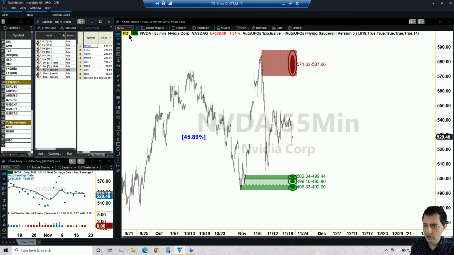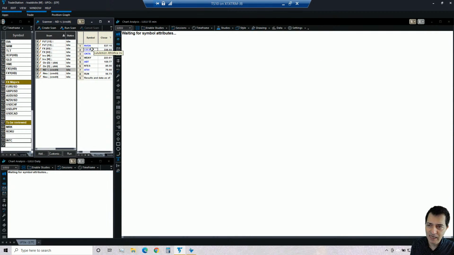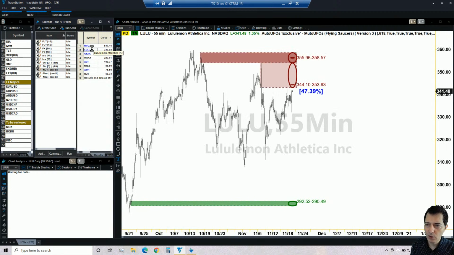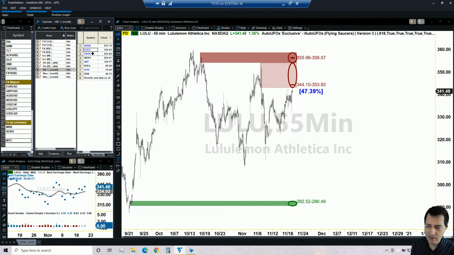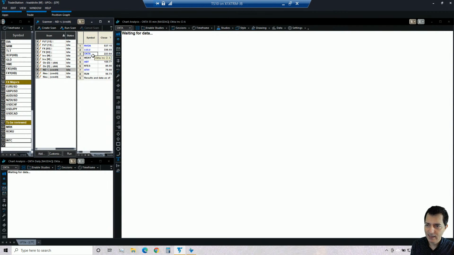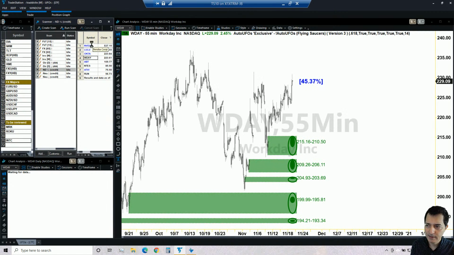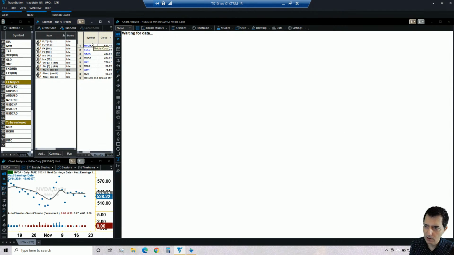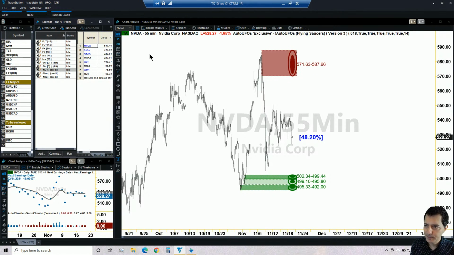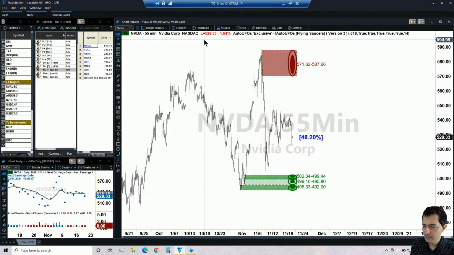Pending data, so I'm just going to wait until the data is fully downloaded. In the meantime, to save time, I'll click on Lulu as well. So Lulu starts downloading data, as well as Okta and WDay, so that way all those markets start downloading. Back to NVIDIA. We've got 48%, so that's good. I only have one UFO, that's not good.